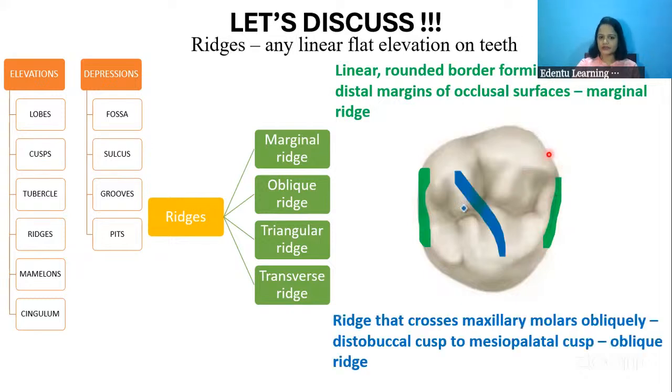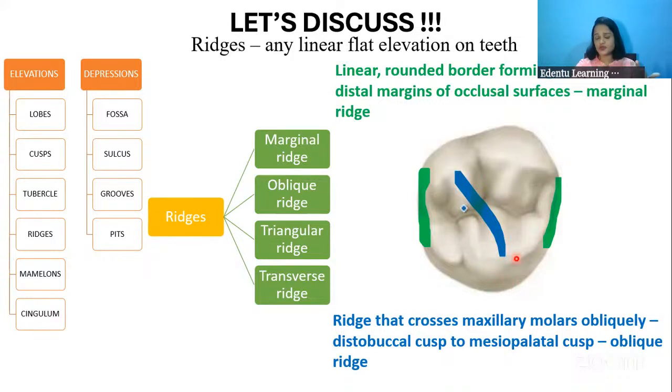Next is the oblique ridge. The oblique ridge is a characteristic feature of maxillary molars. It is only seen in maxillary molars. That is one distinguishing feature used to distinguish maxillary teeth from mandibular teeth. This oblique ridge usually runs from the distobuccal cusp to the mesiopalatal cusp.